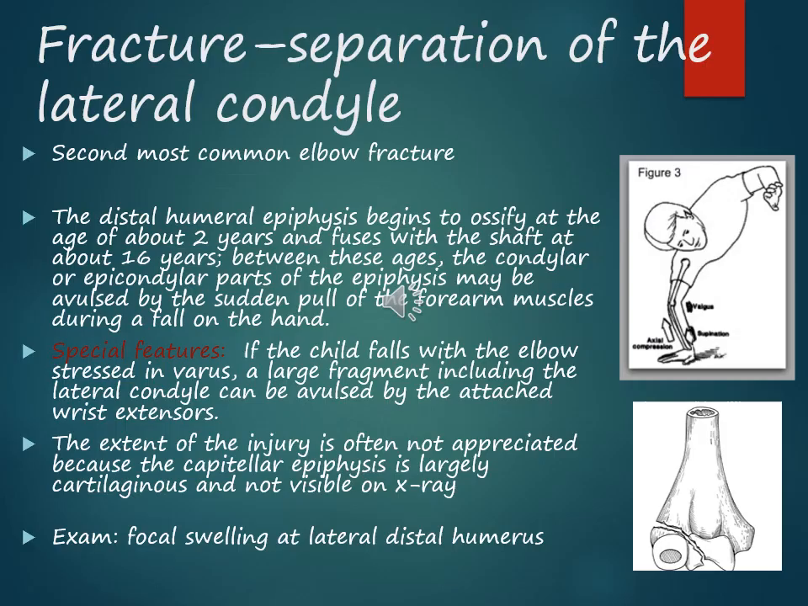The second fracture that we are going to talk about today is lateral condyle fractures of the elbow, which is the second most common fracture around the elbow in children. This fracture is very important. The reason is it can easily be missed in the emergency room, and it has long-term consequences if not treated.